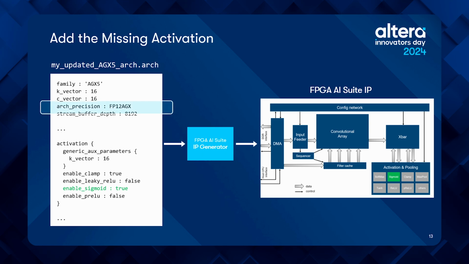Another important parameter that must be explicitly set is shown near the top of the Arch file. This is the Arch precision parameter. Increasing or decreasing the Arch precision of the convolution array changes the numerical accuracy of the inference. And as a result, the Arch optimizer will not change it automatically for you.